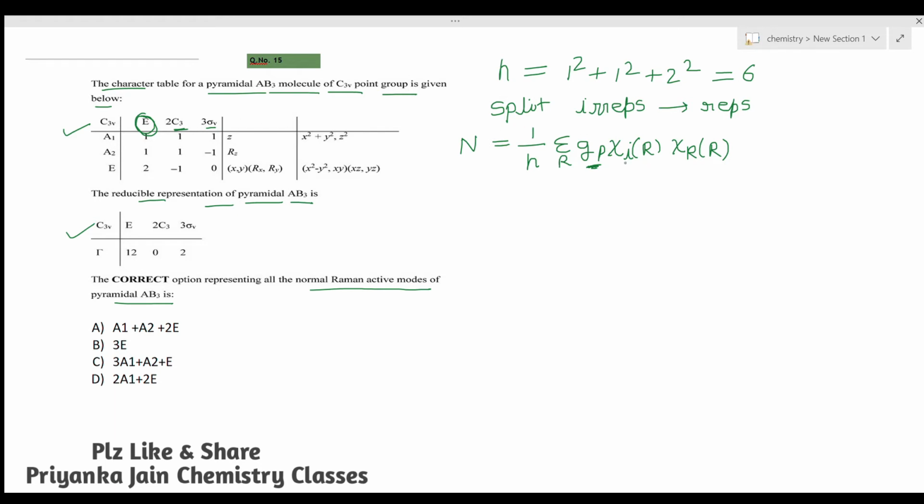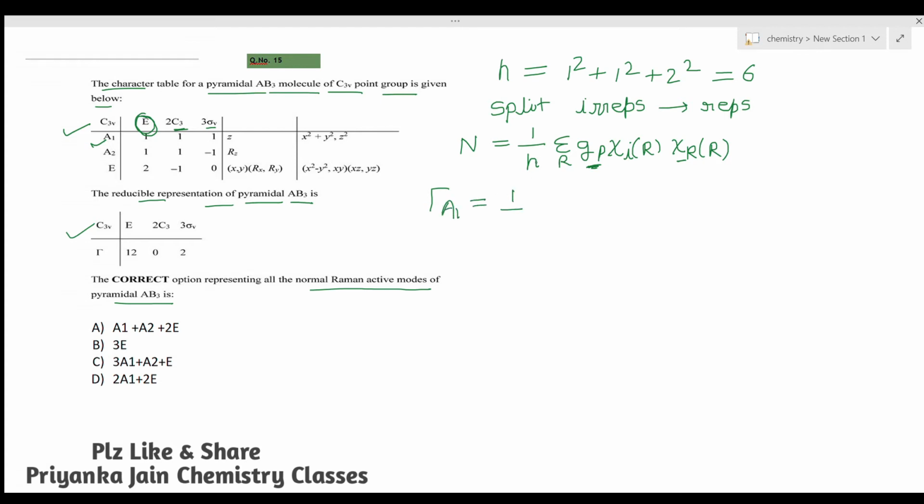Now see this: chi_IR means the character for the irreducible representation for any operation, and this is the character for the reducible representation for the same operation. We can understand this by taking the representations one by one. Suppose firstly we take A1. Now we have to find out the number of times A1 appears.